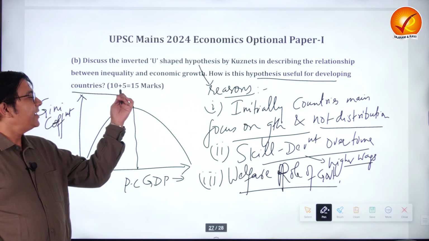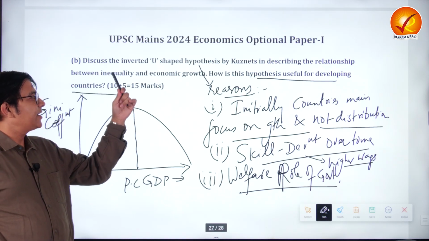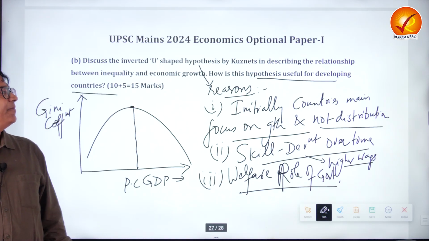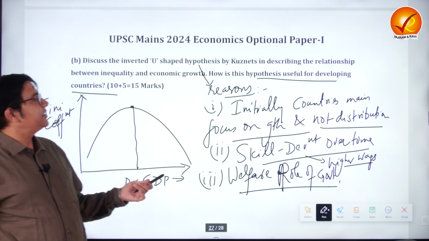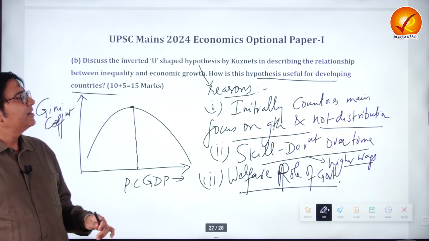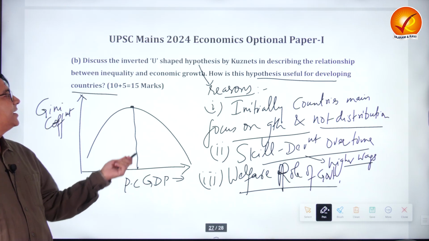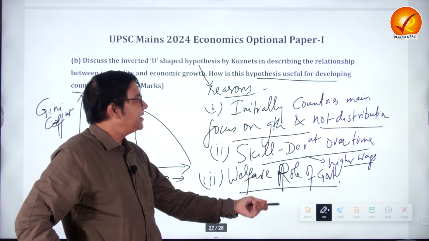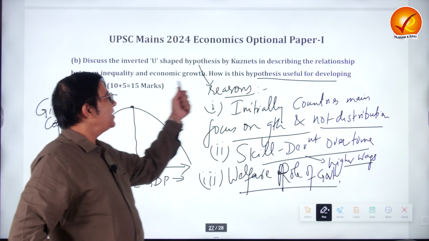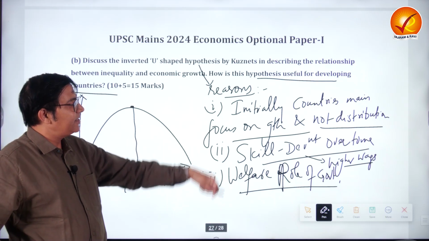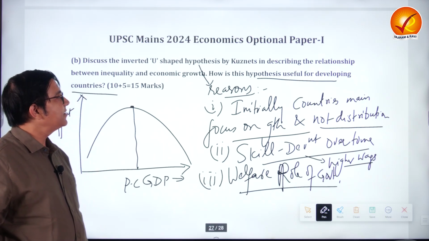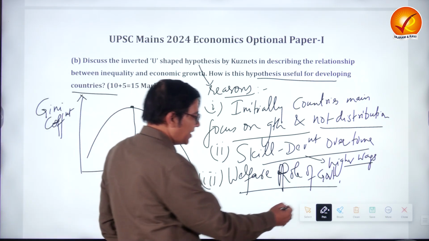I think that it should have been a little more marks for the second part also, because the hypothesis as such is quite basic. So fine, you can't do much about it. You can give more reasons in detail in first part, and the usefulness you can write more briefly. That is one thing that you can do.